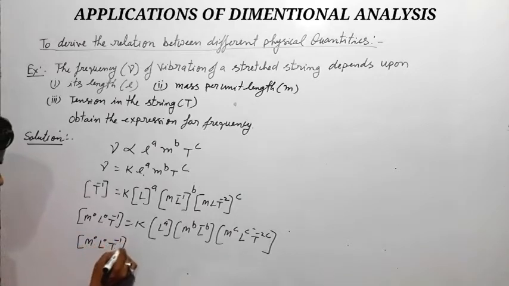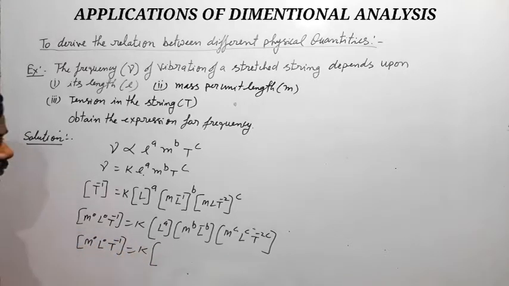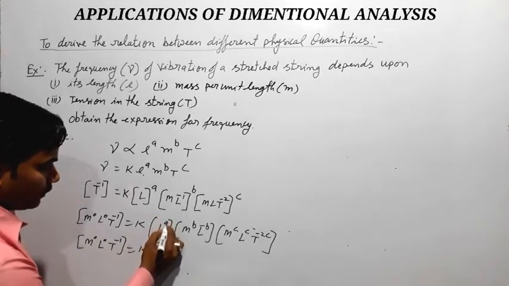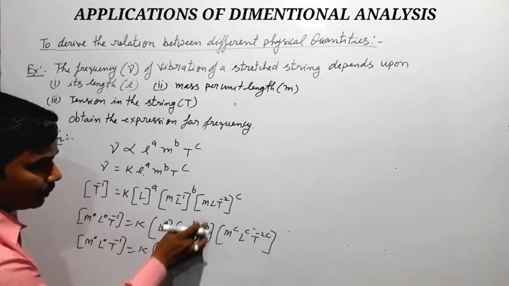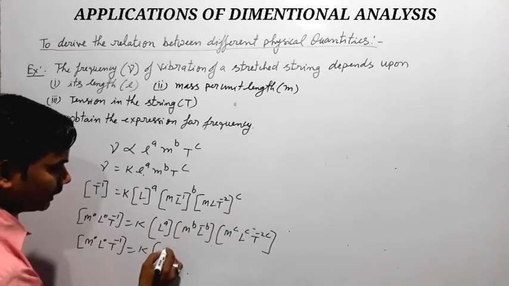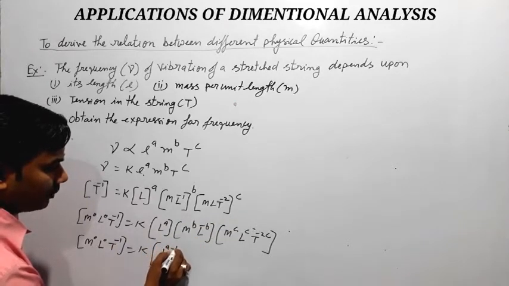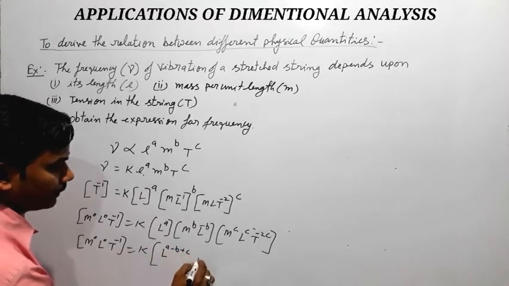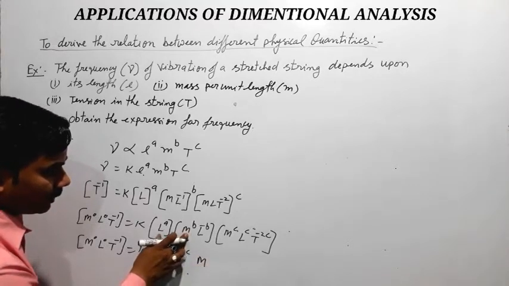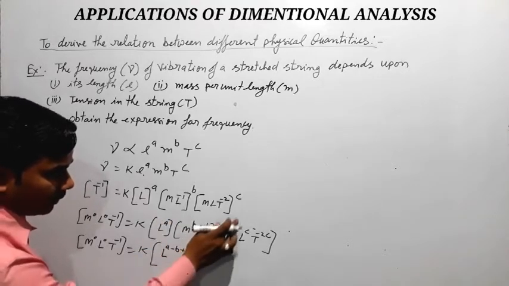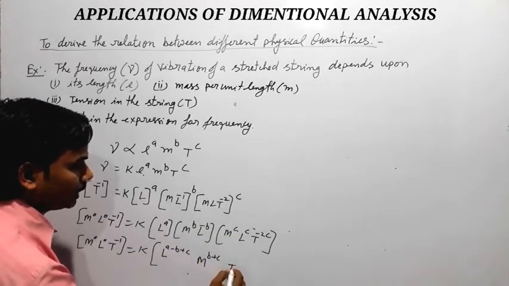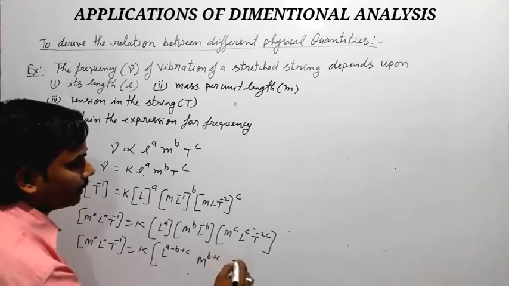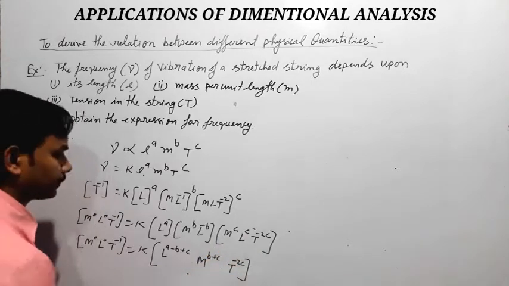So here this will be K. Now L to the power a, L to the power minus b, L to the power c, so we will write L to the power a minus b plus c. Now for the power of M, M to the power b, M to the power c, so we will write b plus c, and T to the power minus 2c.